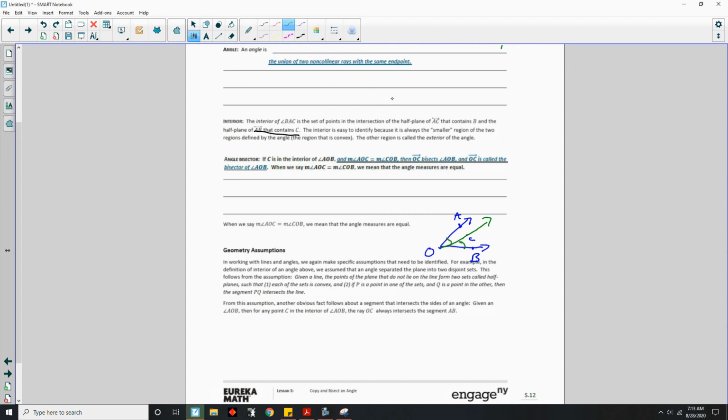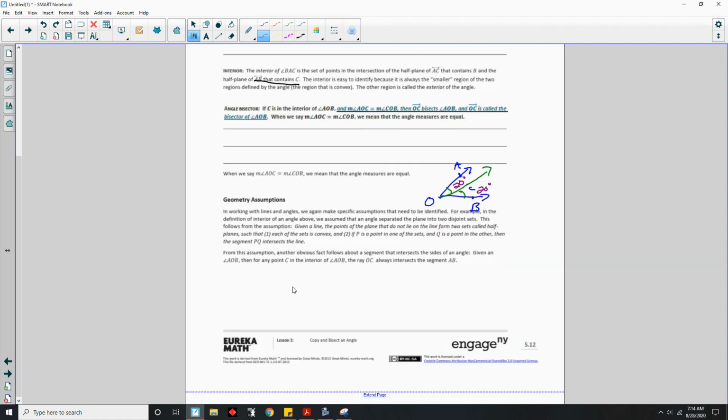So if, let's say, angle AOC is 20 degrees, that would mean angle COB is 20 degrees, and the whole thing, angle AOB, is the sum of those two, or 40 degrees. When we say angle AOC, okay, we mean the measures are equal. There it is right there again. Okay. Geometry assumption.